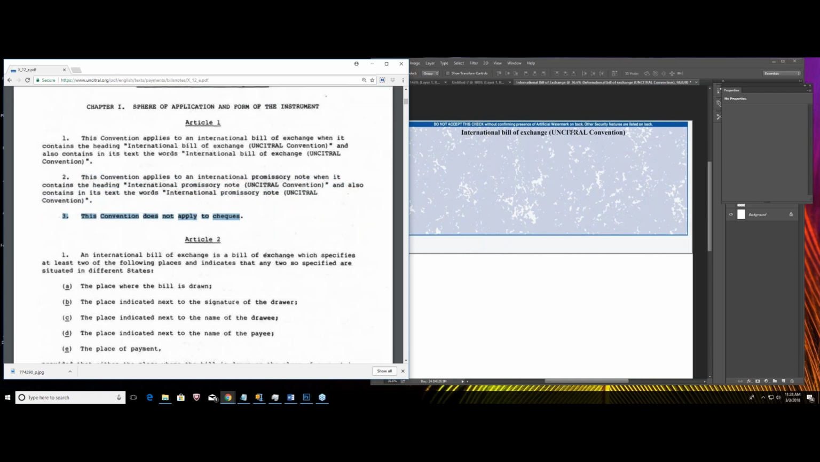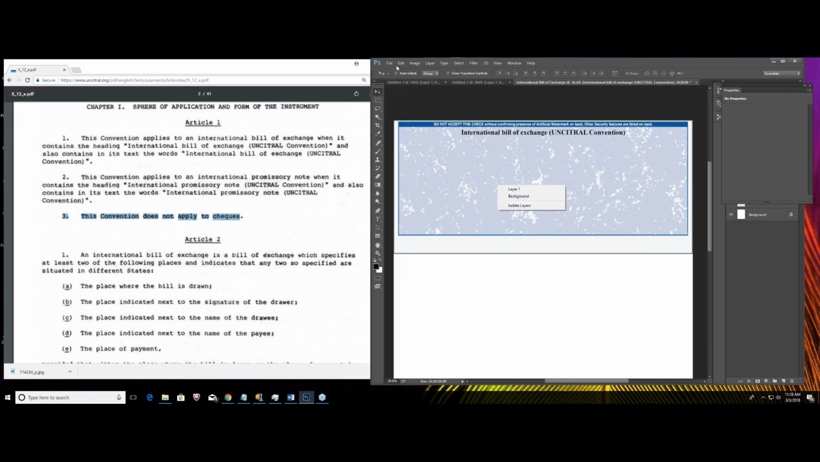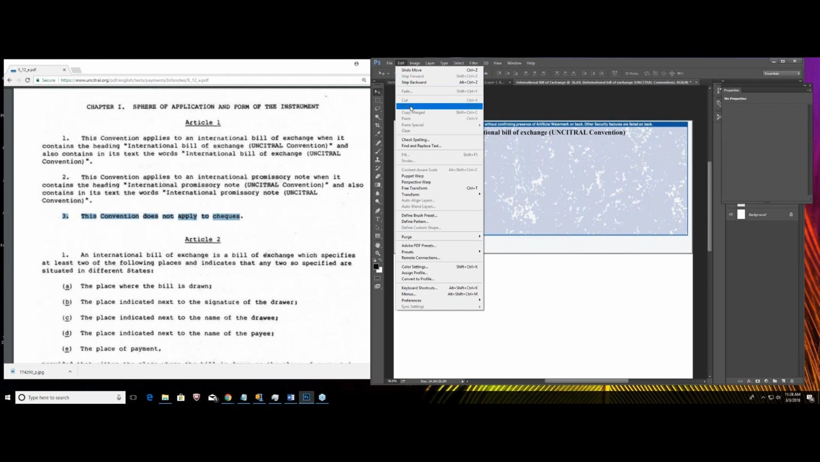So right here we have International. It told us it has to appear in the document twice. All right, so let's make another one, just to have it on here somewhere. Let's paste it again.